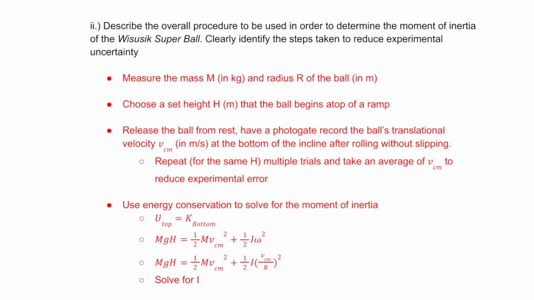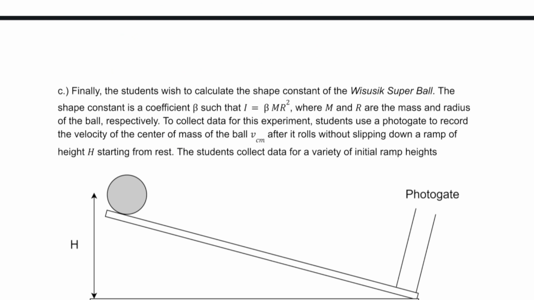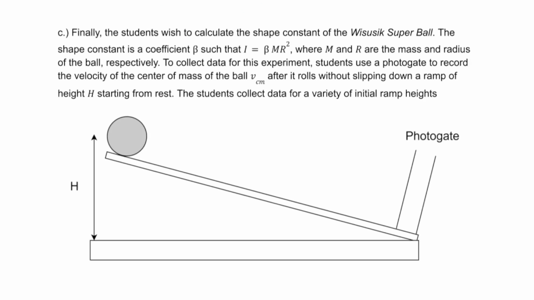So next we'll move on to the variant of here's the lab they did, and I used the one we just made for inspiration here. And we actually have to analyze it and do the data part for that. So finally, the students wish to calculate the shape constant for the super ball. The shape constant is a coefficient beta such that I is equal to that constant times mr squared. It's the number in front of the mr squared, is how I like to think about it. Again, it's 1 for a hoop, 1/2 for a disc, 2/3 for a hollow sphere, and so on. We're interested in what that value is.